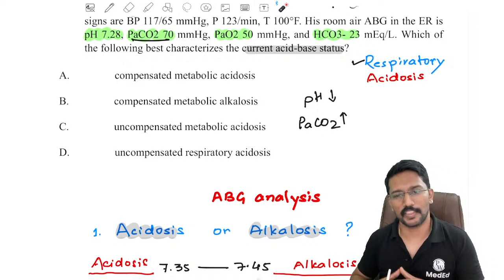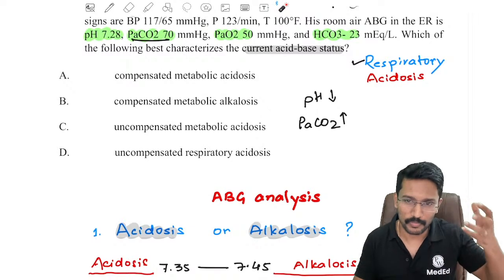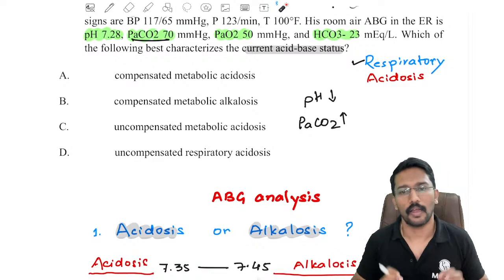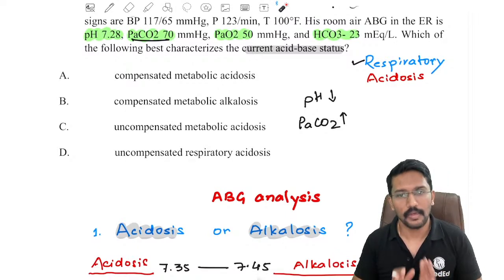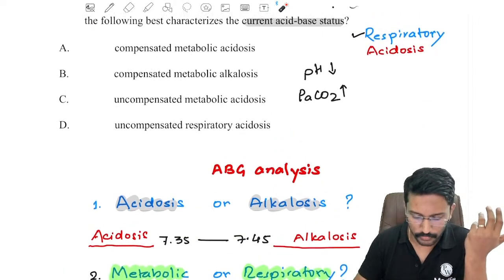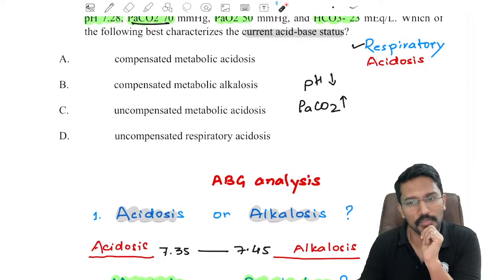So the compensatory response from the kidney will be in the form of metabolic alkalosis. For respiratory acidosis, compensation will be in the form of metabolic alkalosis. Clear? But what if the patient also has, in addition to, you never know, there may be a respiratory acidosis plus one more metabolic acidosis in this patient.